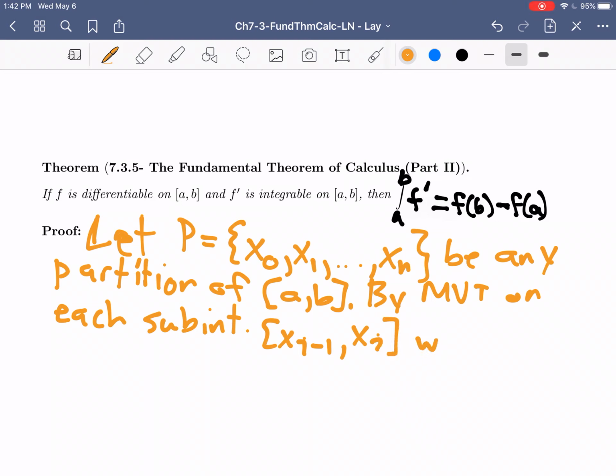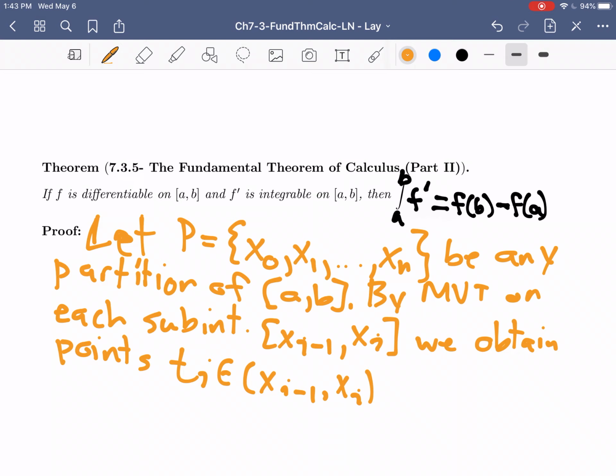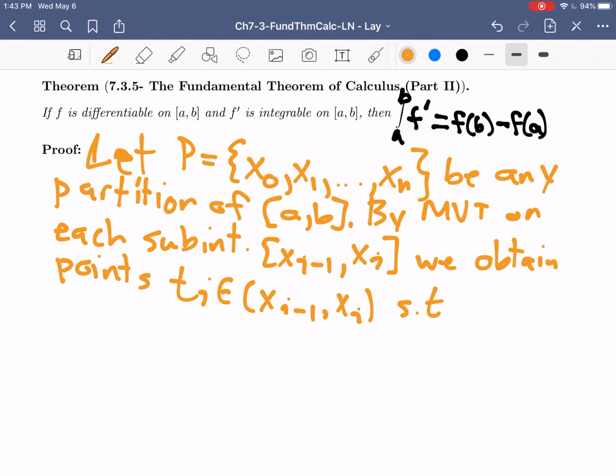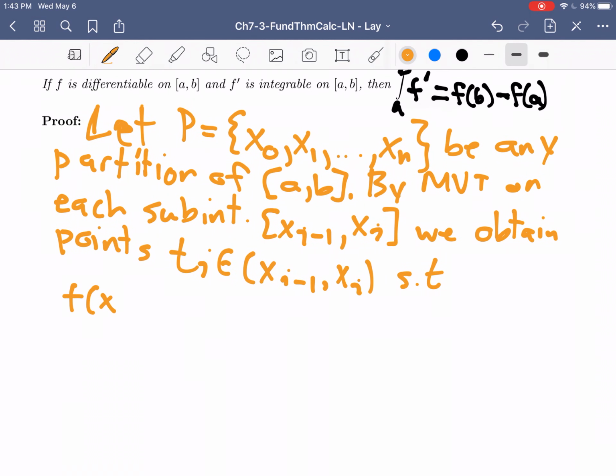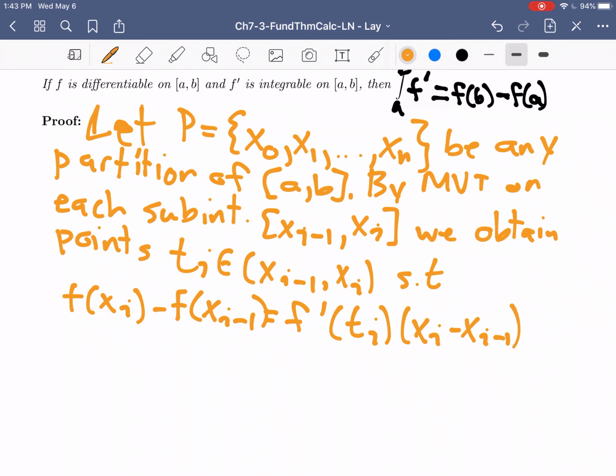we obtain points, let's call them t sub i, in the open interval, such that f of x sub i minus f of x sub i minus 1 is equal to f prime of t sub i times x sub i minus x sub i minus 1.